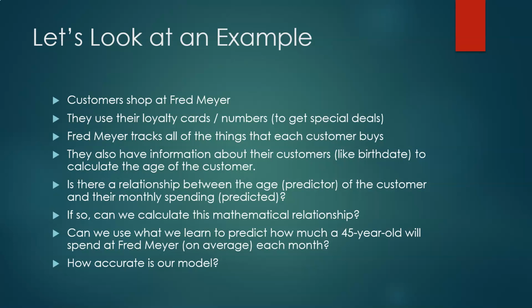So can we draw a linear relationship between those two variables? And if so, can we calculate this mathematical relationship? And if so, can we use what we've learned to predict how much a 45-year-old will spend at Fred Meyer on average each month? And another really important part of predictive analytics is how accurate is our model? We can create a model between two variables, but if the relationship between those two variables is not linear or is not clean, then our model is not going to be very accurate. And we'll talk about that a lot more throughout the class.